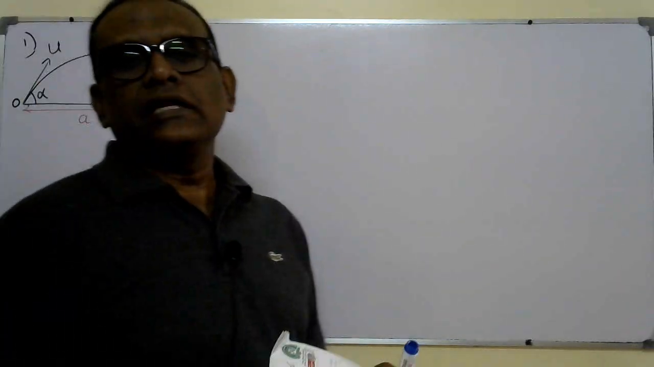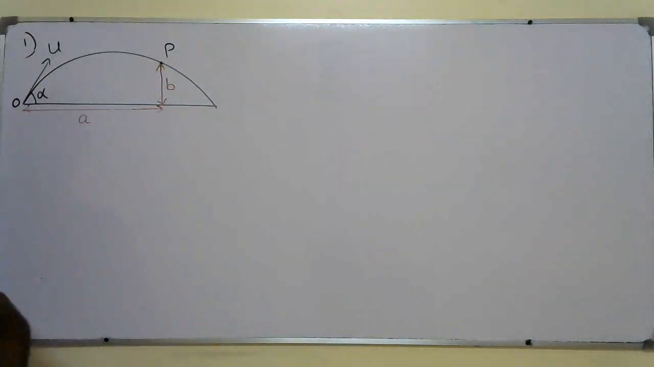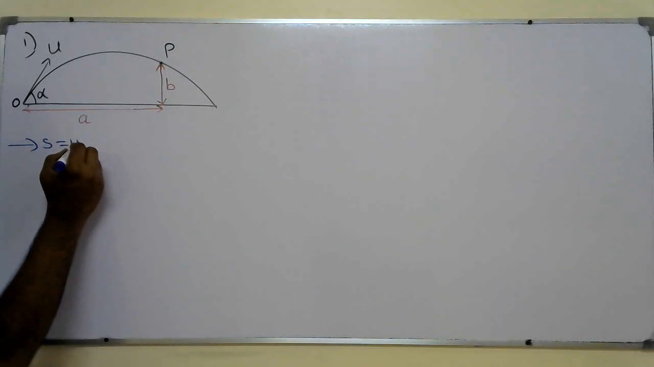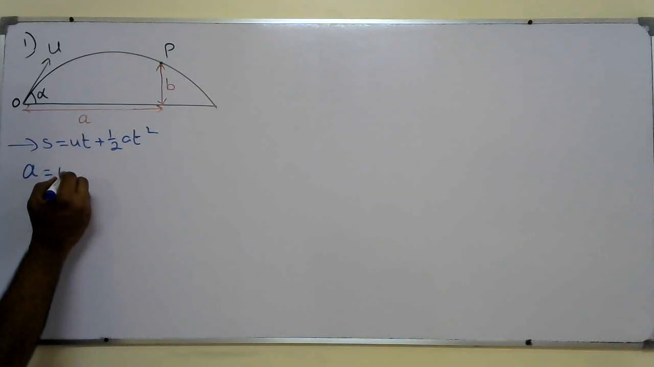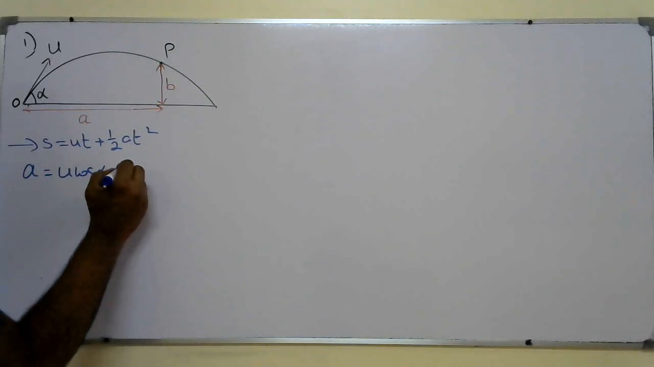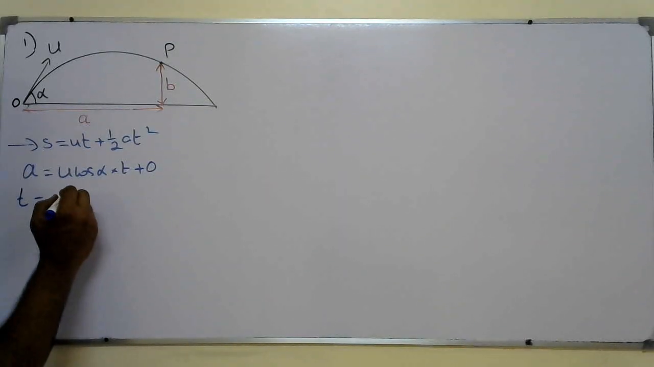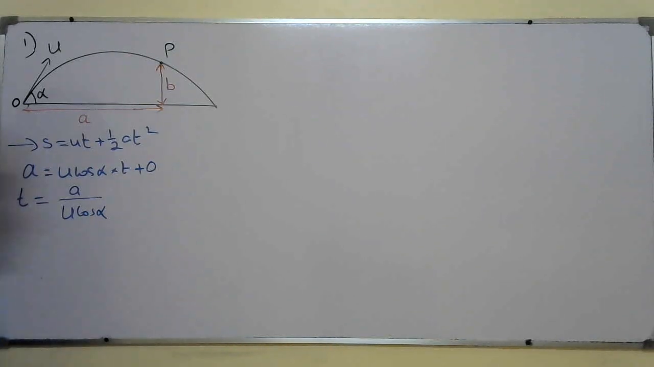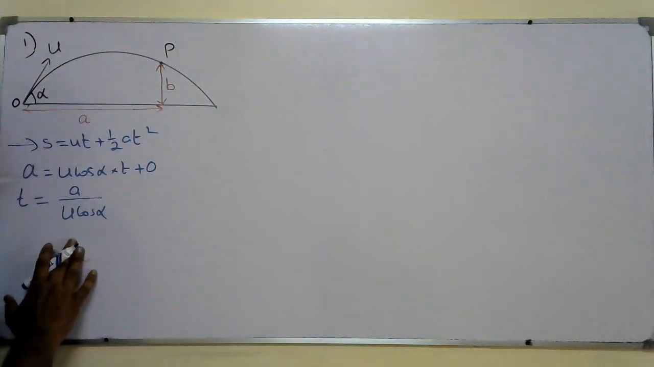Okay, that's nothing special, we'll just do it generally. We know the horizontal distance A, using s equals ut plus half at squared horizontally: A is equal to u cos alpha times t, and horizontally there is no acceleration. So I can find the time in terms of A and alpha: t equals A over u cos alpha. U is unknown, we'll see, later we might eliminate it. Right, that's the time taken for this motion.